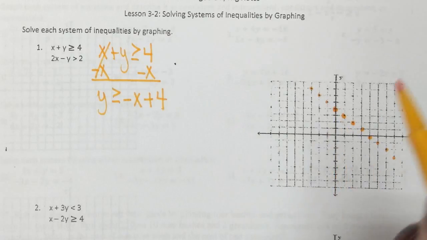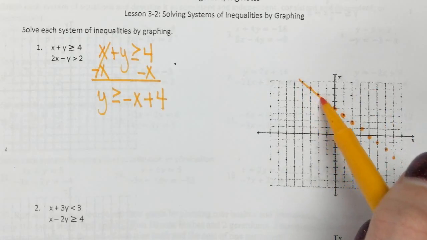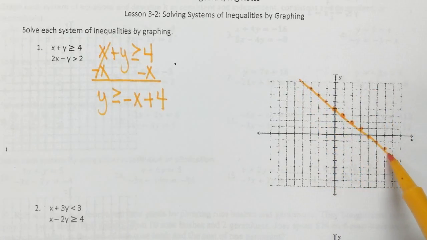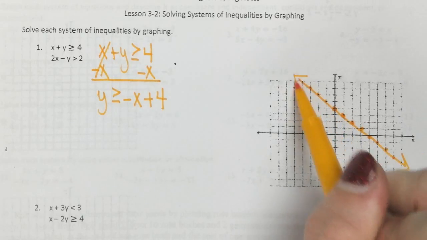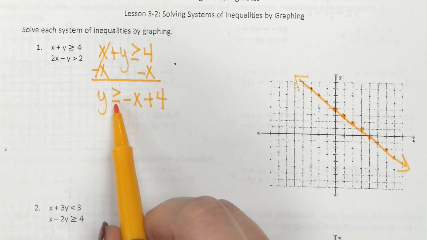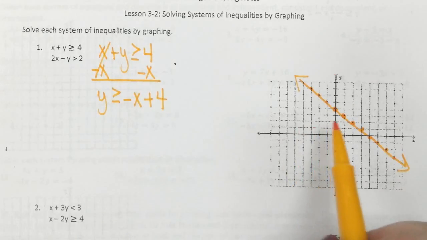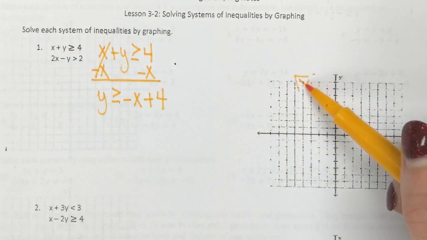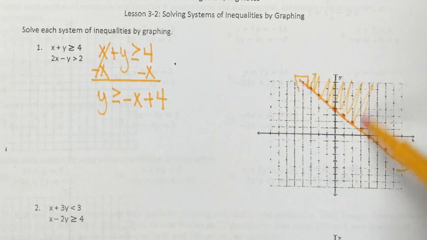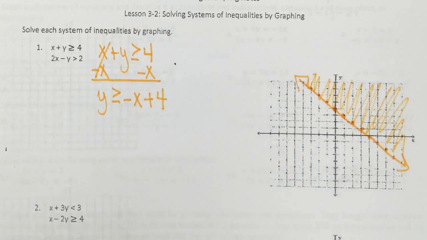So it's going to be a solid line. Everything upwards. Very good. It says y greater than. Y's go up and down, so your y's get greater as you go up. Don't shade too dark, though, because you have a whole other one we have to do.